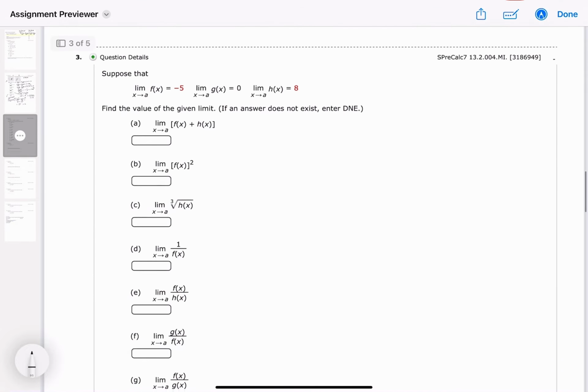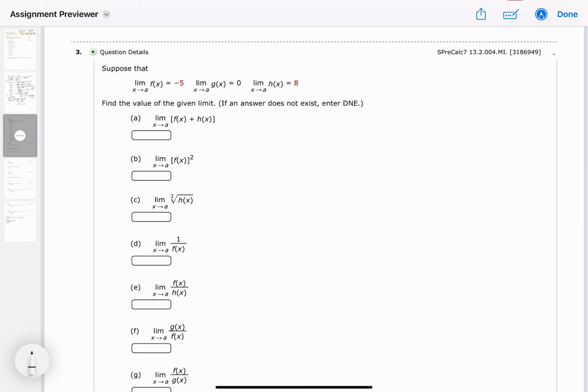Right, now here. Suppose that the limit of f of x as x approaches a is -5, and the limit of g of x as x approaches a is 0. Then we also have the limit of the function h of x as x approaches a is 8. Find the value of the given limit. If the answer does not exist, enter DNE.